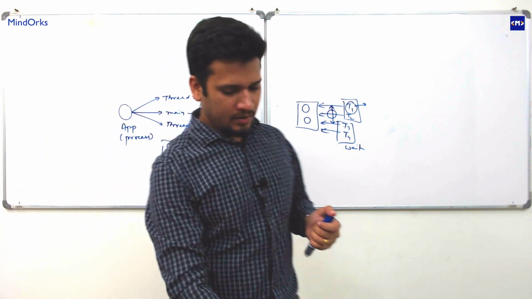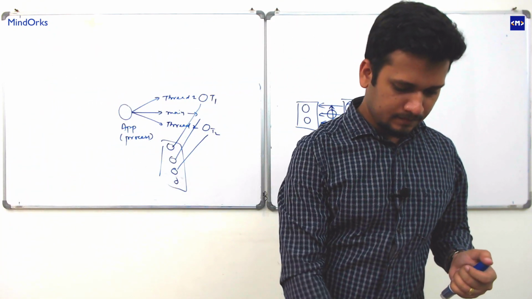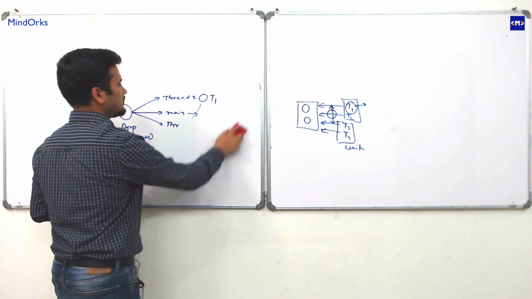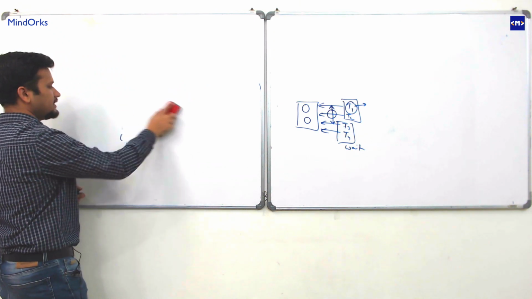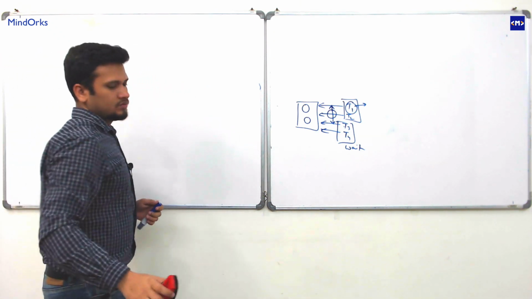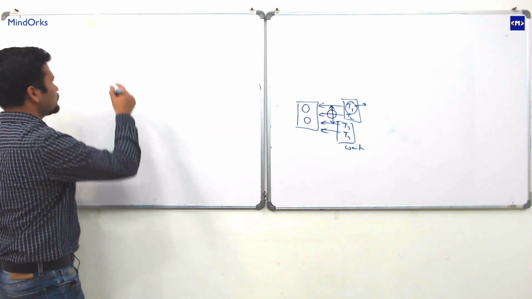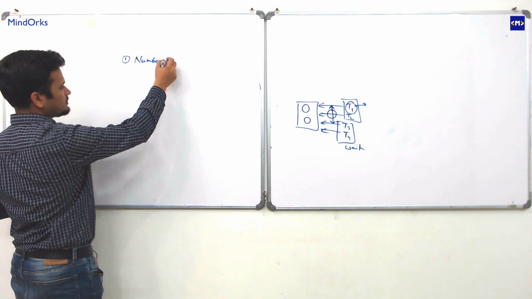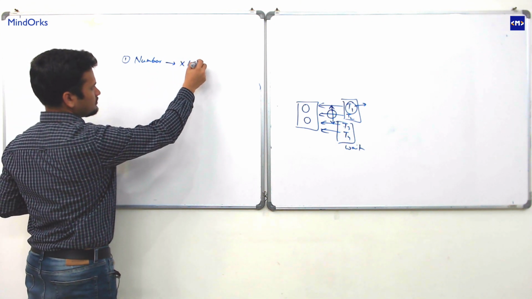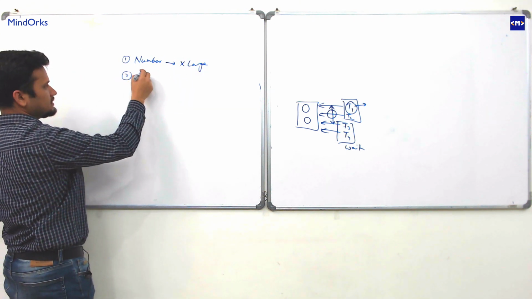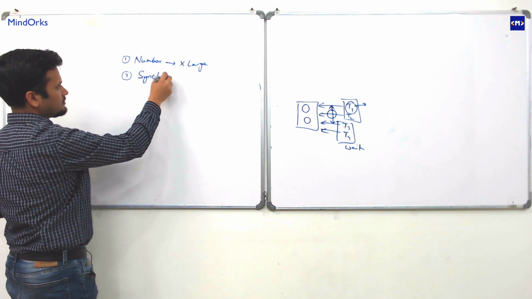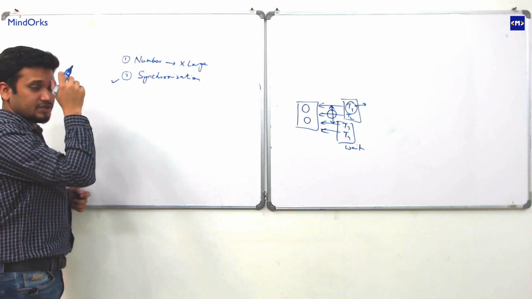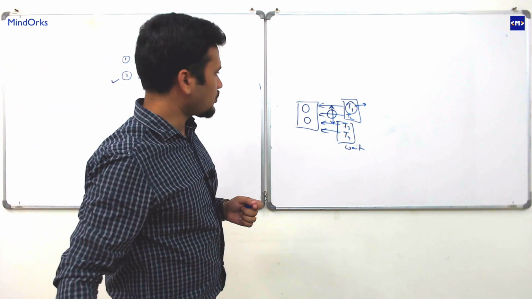Okay, now there are two things, two problems that arise with multi-threading. One is you cannot create a large number of threads. Second is synchronization. Okay, let's first understand synchronization. What do I mean by this problem?